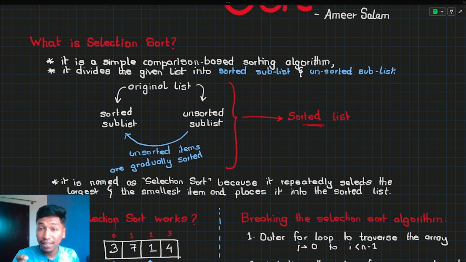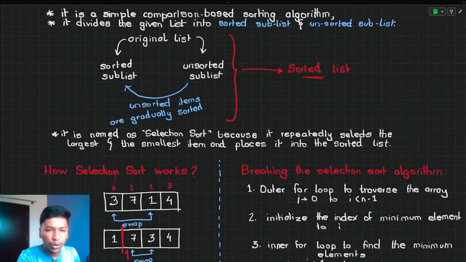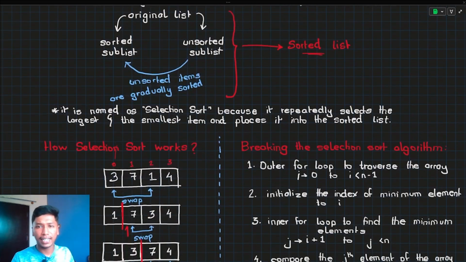Even the name, selection sort algorithm, the name selection, it is given to it because of how carefully it selects elements from the unsorted list and places them into the sorted list or sorted sublist. So I hope you have a very basic understanding of what is selection sort algorithm now.